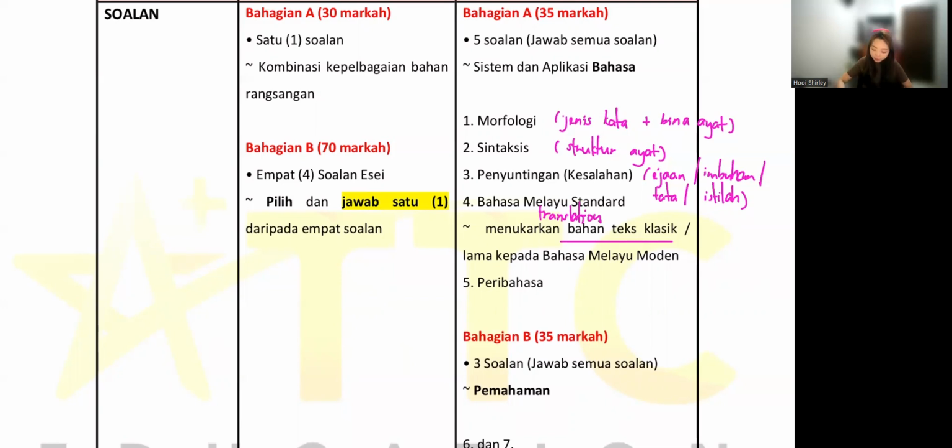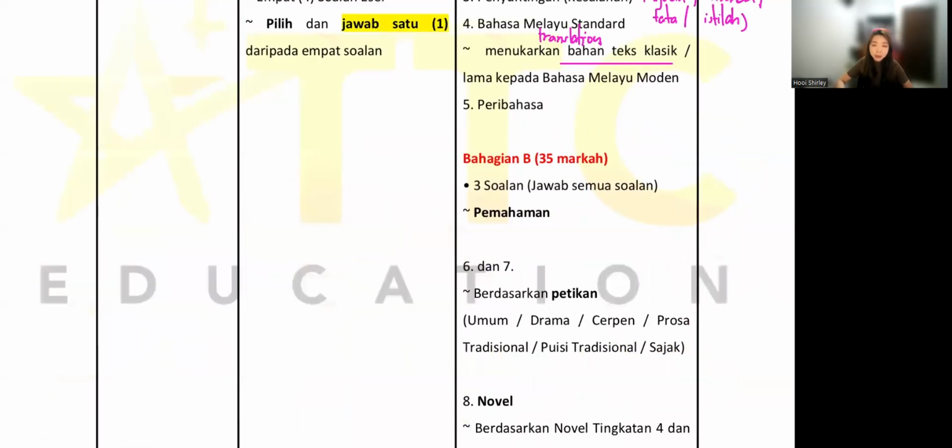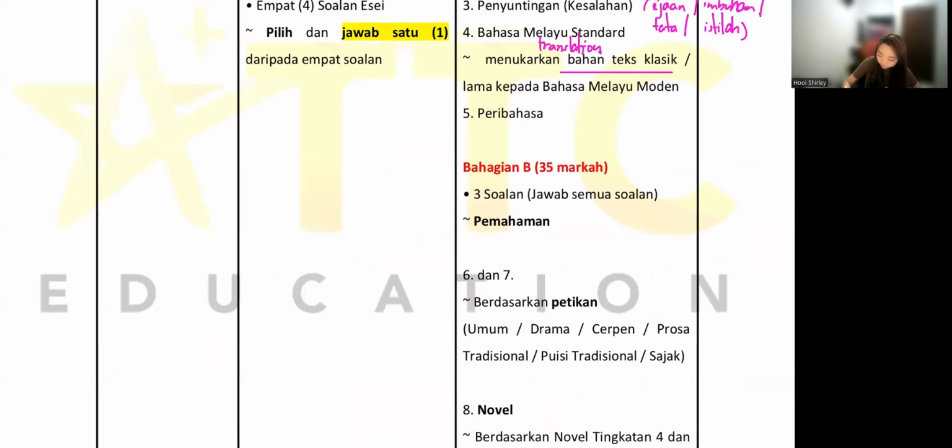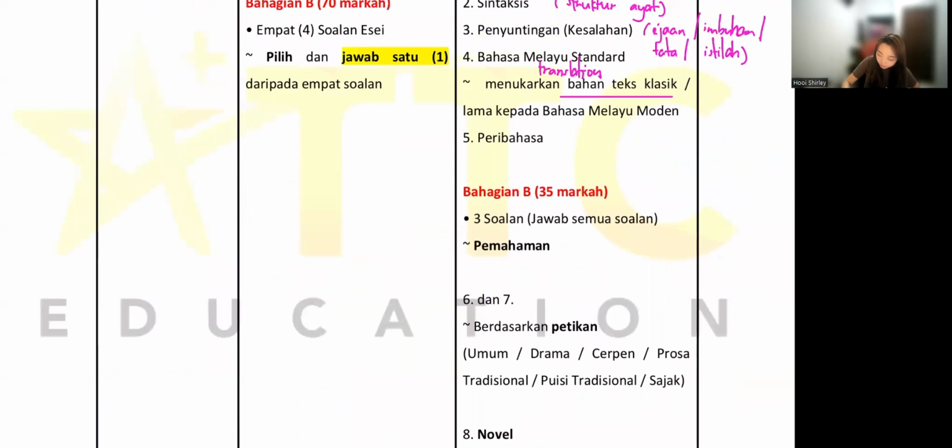All right, let's come to bahagian B, which is the pemahaman. For this part, there are a total of 3 questions: 6, 7, and question number 8. Question number 8 is a novel question. For 6 and 7, they will have either petikan umum. Petikan umum means petikan moden.